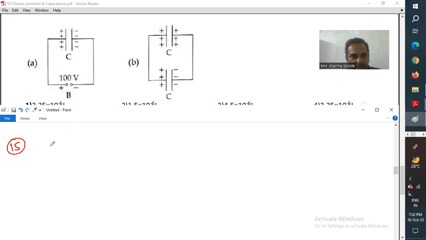So V common is equal to C1 V1 plus C2 V2, because they are connected in parallel, divided by C1 plus C2. So C1 is 900 picofarad, that is 900 times 10 to the power of minus 12.